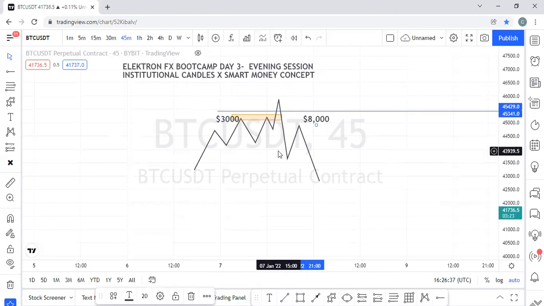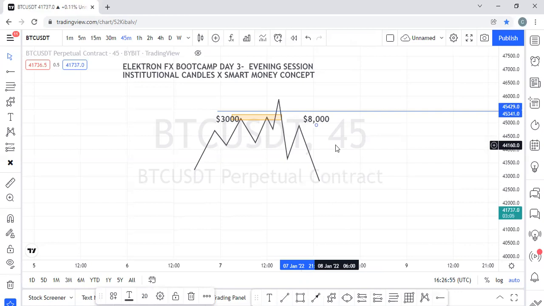The higher the money volume, the higher the market will respond in your direction. So if I'm selling with $10,000 and someone else is willing to buy, though this is a resistance, it's going to go against me because he has more money to push price in his favor, right? So that is the concept of institutional candles.